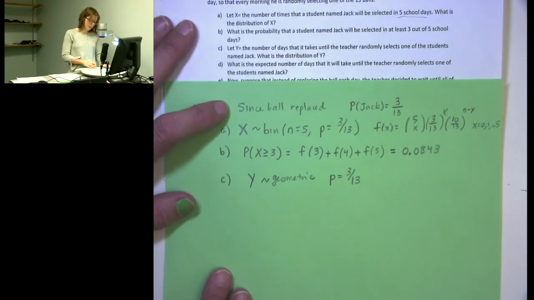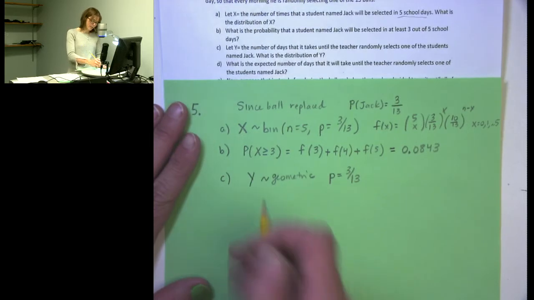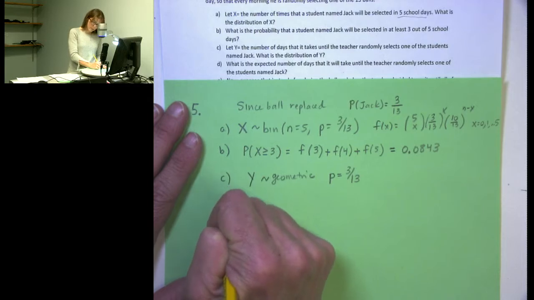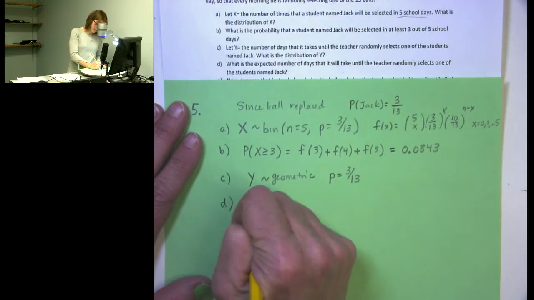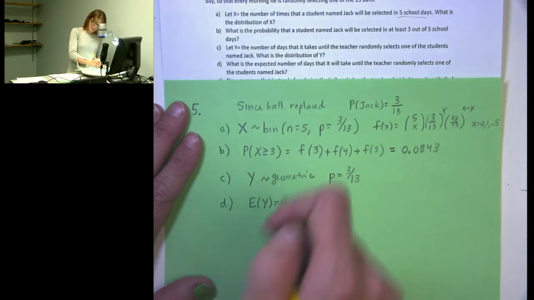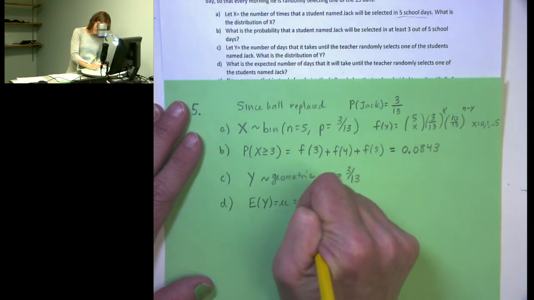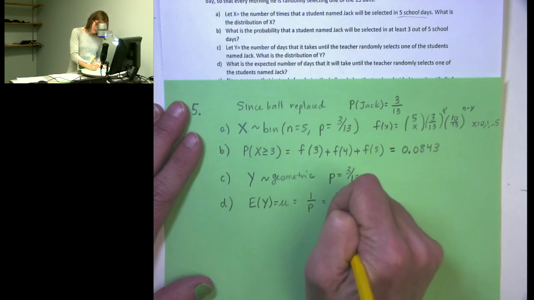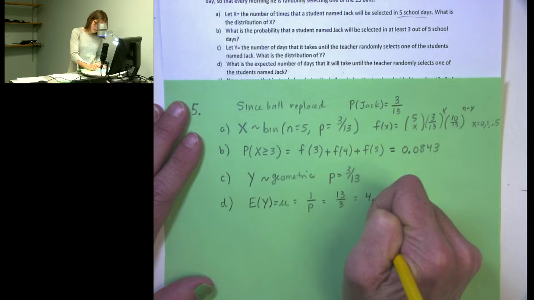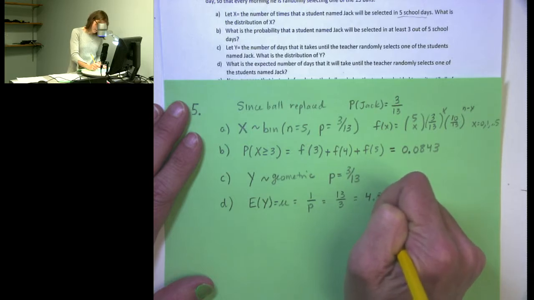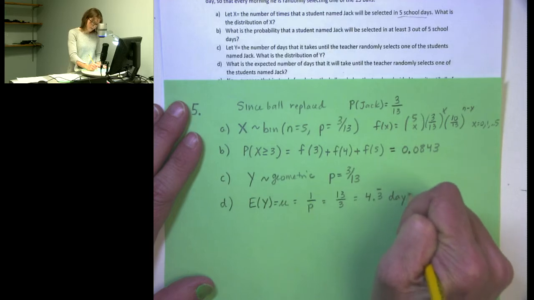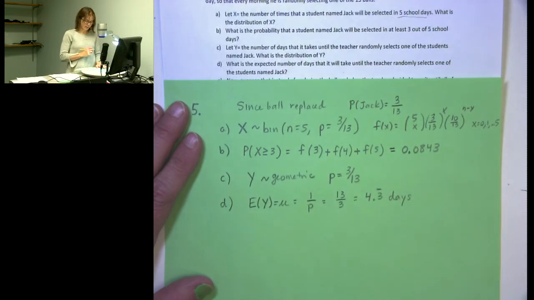D, if I ask what's the expected number of days it will take until the teacher randomly selects one of the students named Jack. For a geometric distribution, the expected value, the mean, is 1 over p. So that's 13 over 3, which gives us 4.3 days as my expected wait to pick a Jack.